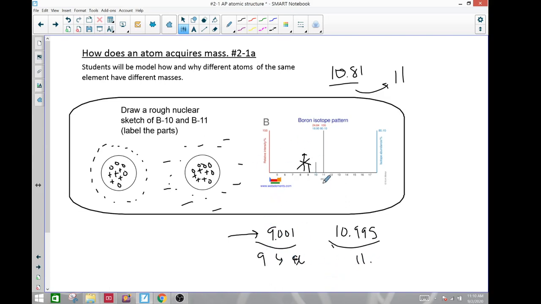But for our purposes, typically speaking, if this was 10.995, it would just show up on the 11 line. So if you see a mass number that's not exactly right on, you shouldn't freak out about it, but you should realize that, oh my goodness, that's awfully close. So there you go.